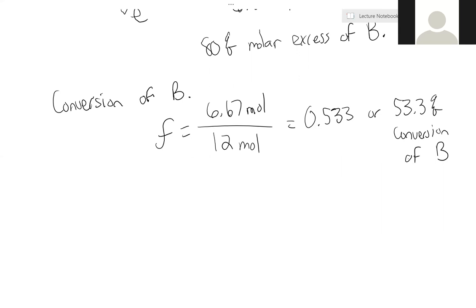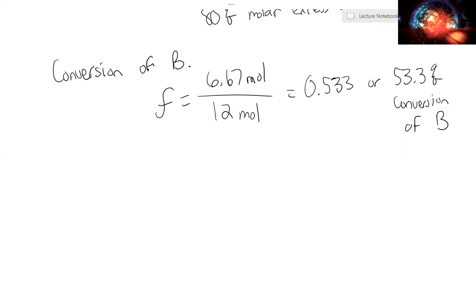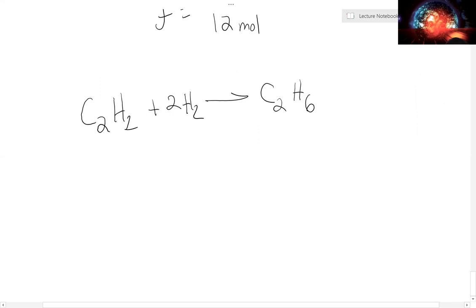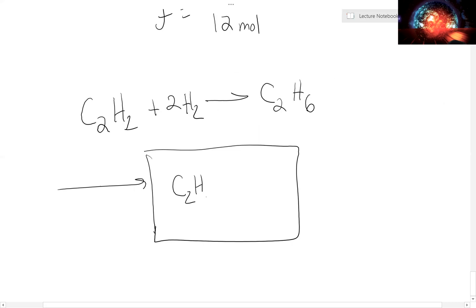All right, let's look at another process and think of things a little differently. Let's look at this hydrogenation for ethane formation, where we have C2H2 plus 2H2 forms C2H6. And let's say I've got a process that looks like this. I like putting the reaction in the middle. It reminds me that I'm dealing with reactions and not just a straight up material balance.